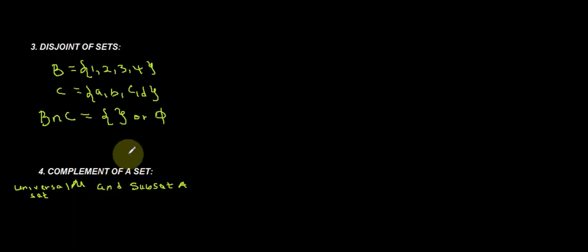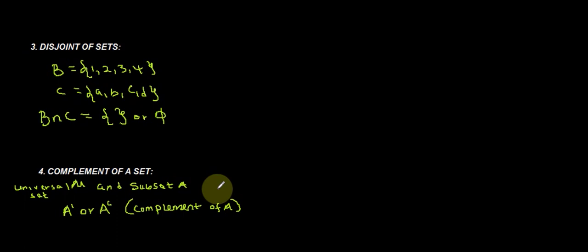Now when we are talking about the complement, let's say we are asked to look for the complement of the subset A. The complement of A is usually written as A prime. We say A prime or A complement. So this is representing the complement of A. Now it actually means the set of all elements that are in the universal set that are not in set A.